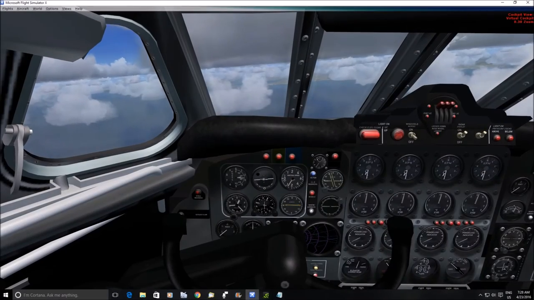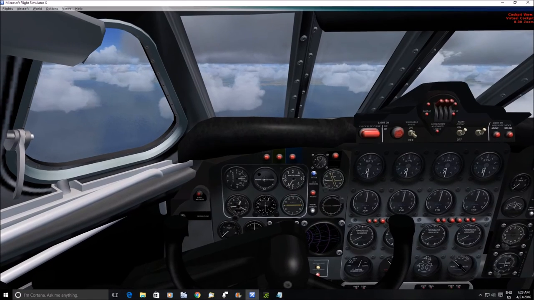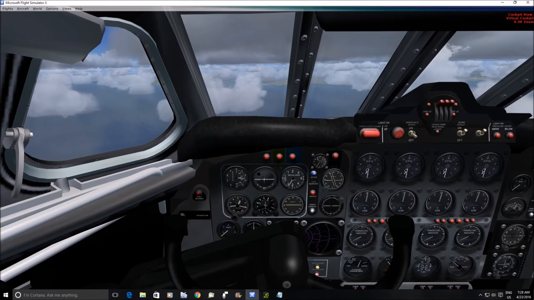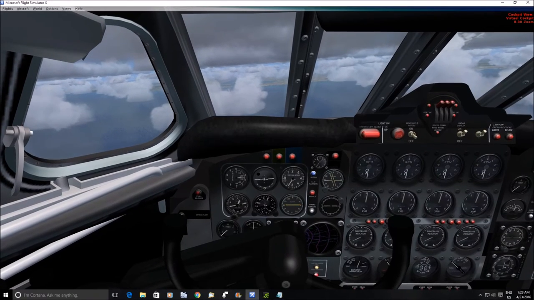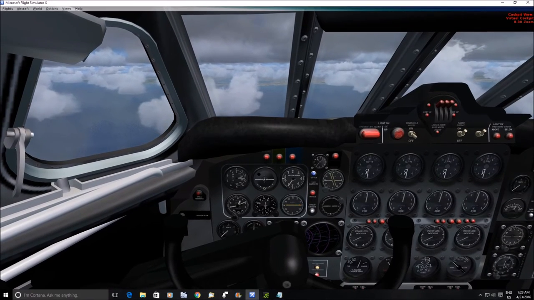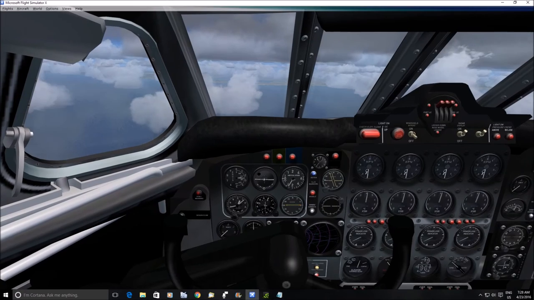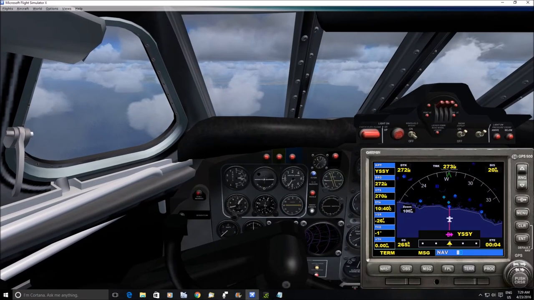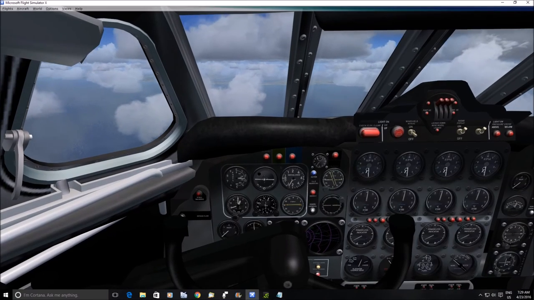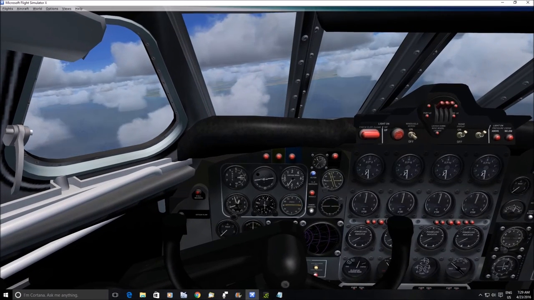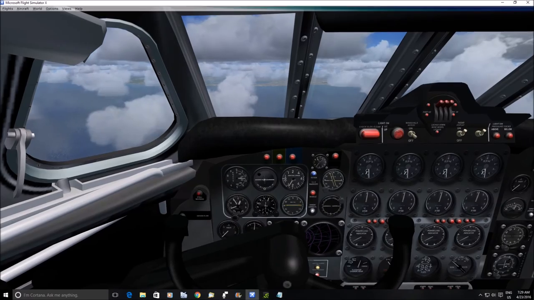So this should be interesting. We have a 90 degree crosswind almost. We're going to come in on runway 16 left. But the wind is out of 236 at, what was it, 13? Something like that. So now we're going to see how this thing really handles.